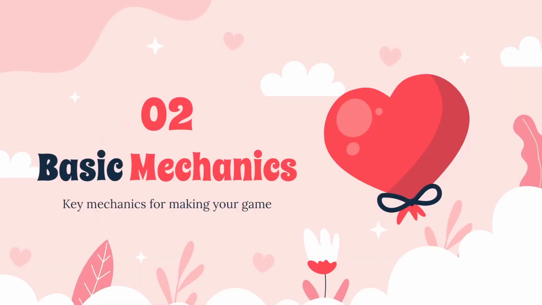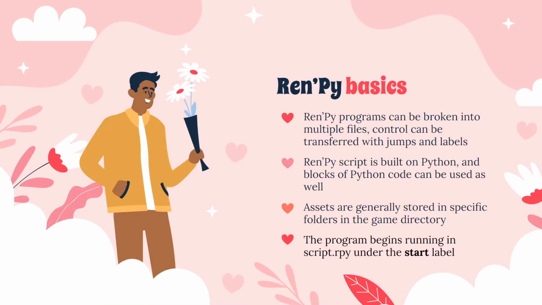So let's get into some basic mechanics now. So some basics to know about working in Ren'Py. Ren'Py programs can be broken into multiple files. So you can have one file, script.rpy, that's where you start. And then you can have another file called like intro.rpy, and they are seen as the same. They can be connected even though they're on different files. So you can transfer control to different files using jumps and labels, which I'll get into later as well.